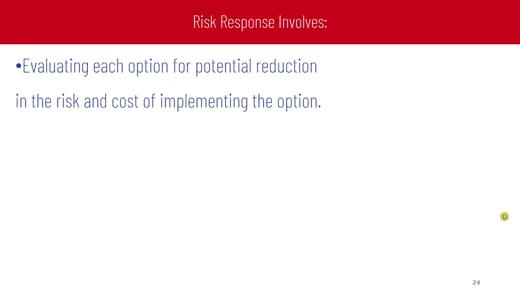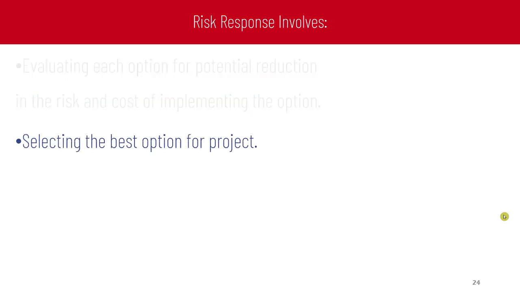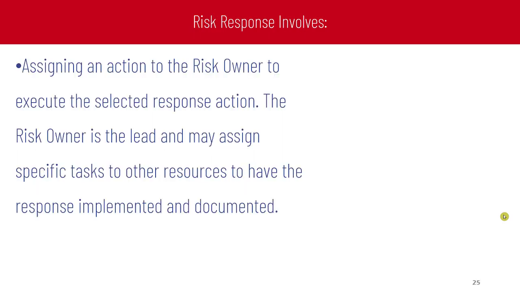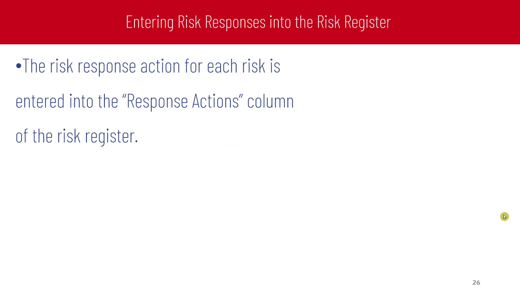Risk response also involves evaluating each option for potential reduction in the risk and the cost of implementing the option. It involves selecting the best option for the project, requesting additional contingency if required, and assigning an action to the risk owner to execute the selected response action. The risk owner is the lead and may assign specific tasks to other resources to have the response implemented and documented. The risk response action for each risk.